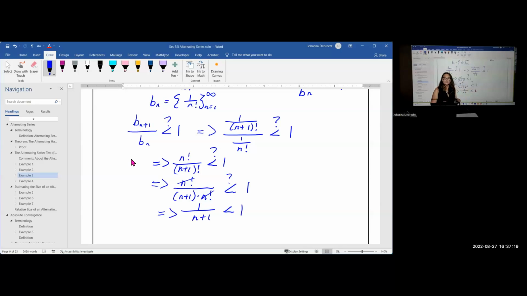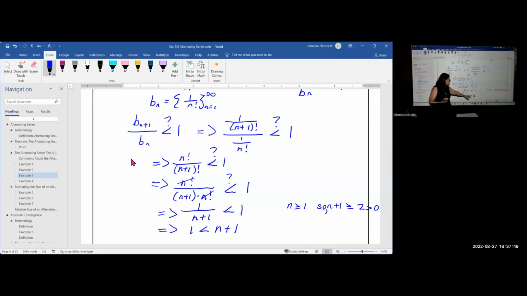And then, of course, because I know n is greater than or equal to 1, n plus 1 must be positive. So I can write that out here to the side. n is greater than or equal to 1, so n plus 1 is greater than or equal to 2, which is definitely greater than 0. So I can multiply both sides by it, and I get 1 is less than n plus 1. Okay, so far so good.